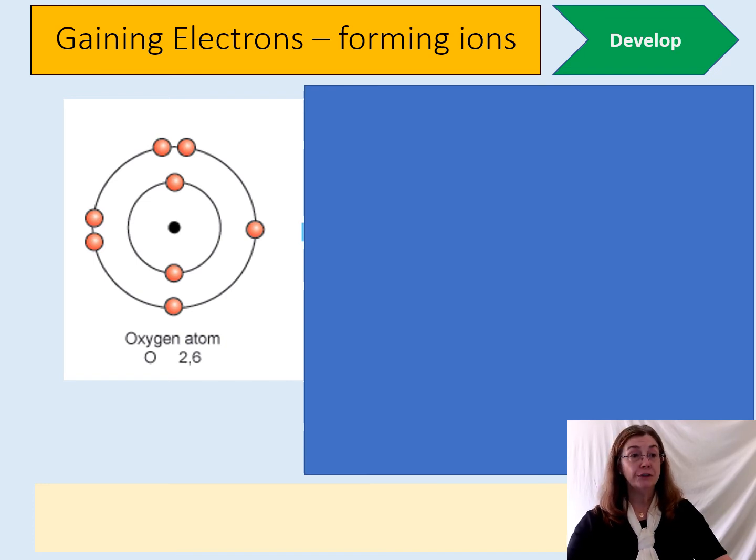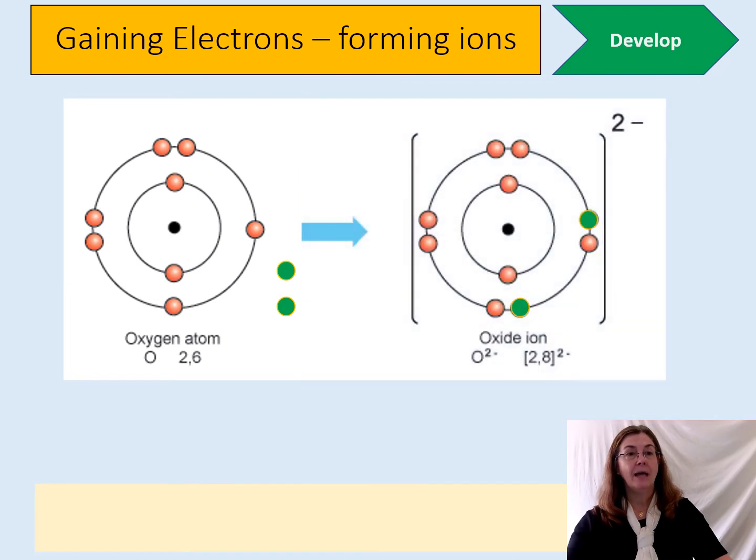Okay, so you should have said that the oxygen gains 2 electrons, and there are the 2 electrons that it gains, and that will give it a full outer shell, and it will form this oxide ion. So you can see the 2 electrons in the outside shell, and because it's gained 2 electrons, it's gained 2 negative charges, so overall that oxide ion is negatively charged by 2 minus.